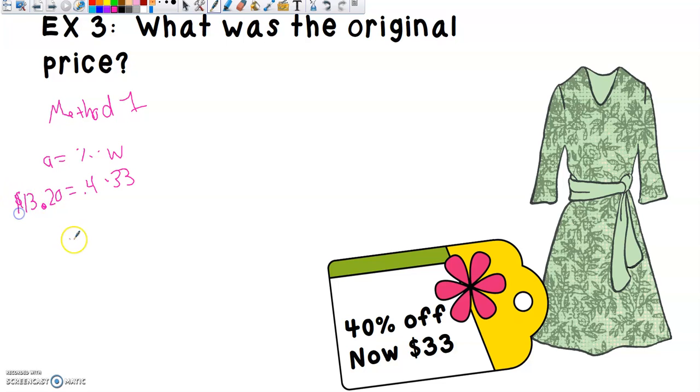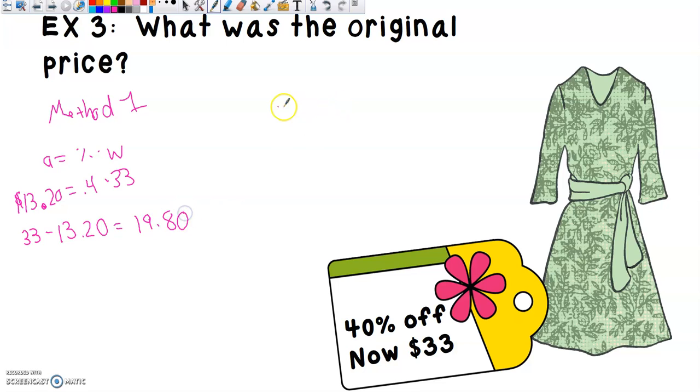because I just calculated the discount with method 1. So I'm going to go ahead and subtract. I will take my original $33 minus $13.20 to get the sell price. So 33 minus $13.20, and it looks like I will be paying $19.80 for this wonderful dress.